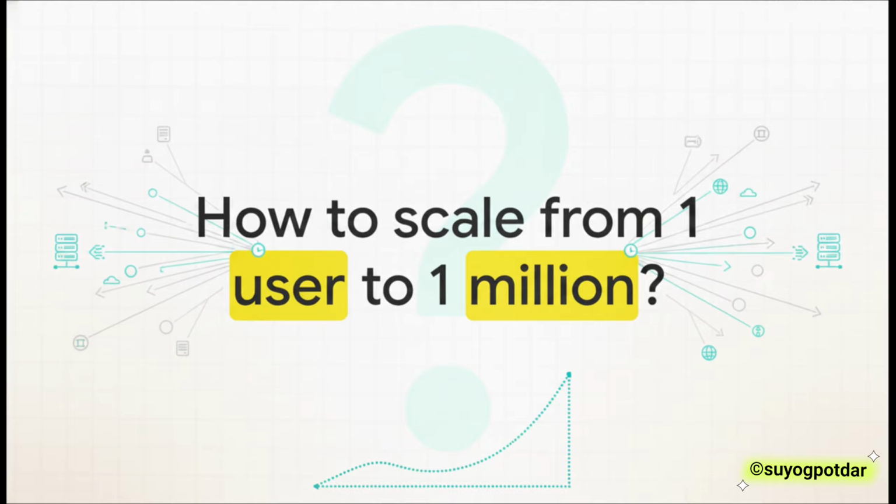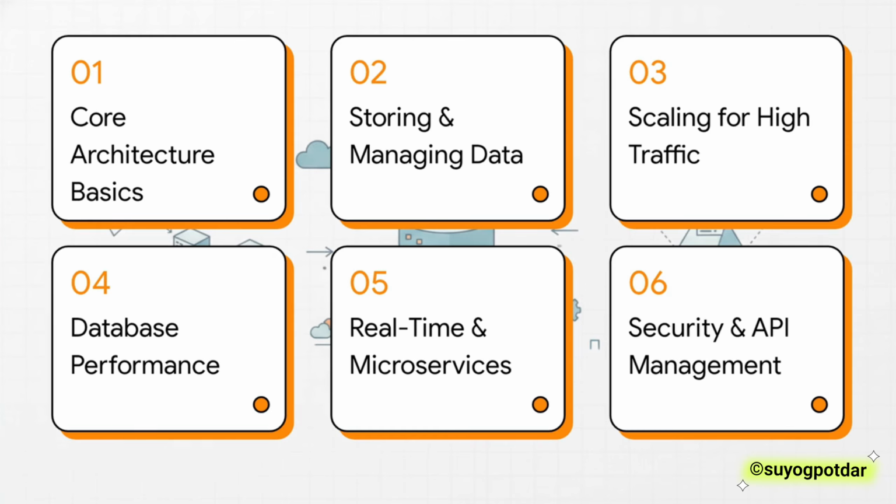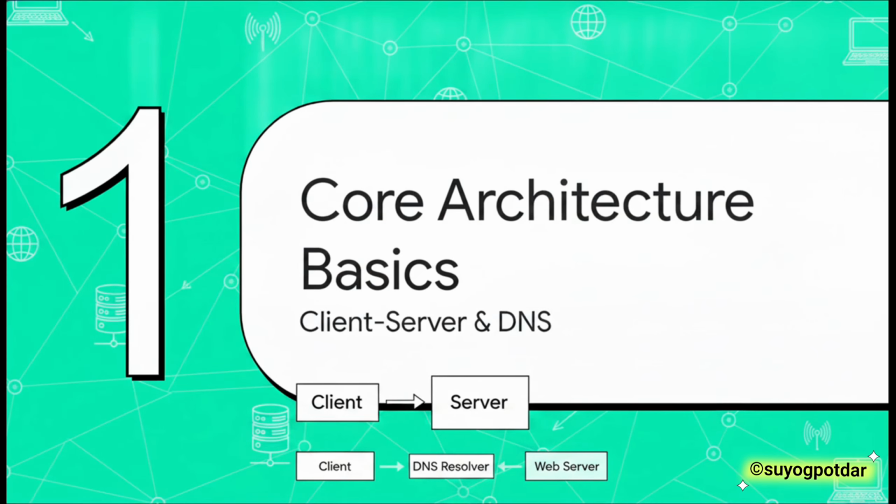Throughout this explainer, we're going to trace the exact evolution of a basic app as it transforms into a massive, globally distributed system. Here's our roadmap for the journey. We'll start with the core architecture basics, move into storing and managing data, and then tackle scaling for high traffic. From there, we'll explore optimizing database performance, dive into real-time and microservices, and finally wrap the whole thing up with security and API management. I promise you, we're going to build this architecture logically, step by step. So let's start right at the foundation with Section 1, the core architecture basics.